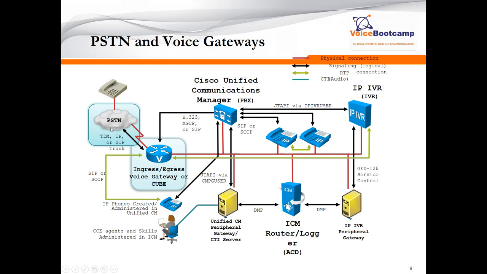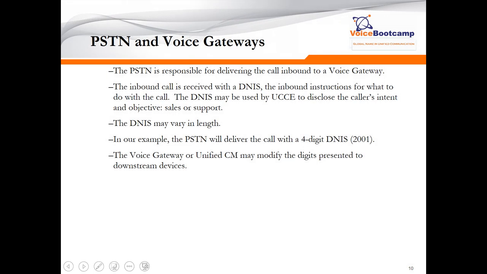Now, PSTN and voice gateways. As you can see, this is where your ingress and egress gateway relies on your topology. Usually a packet will come in from your PSTN network, and traffic will go to this gateway, which will be acting as the ingress. From there, of course, a call can go to your call manager, PBX or SIP proxy server. So PSTN is responsible for delivering the call inbound to your voice gateway.